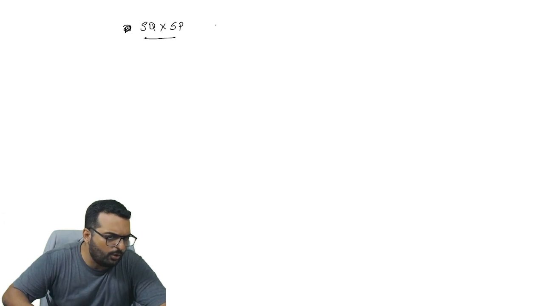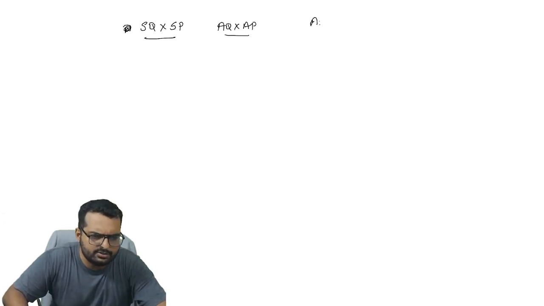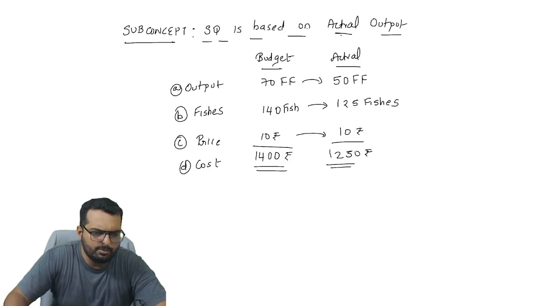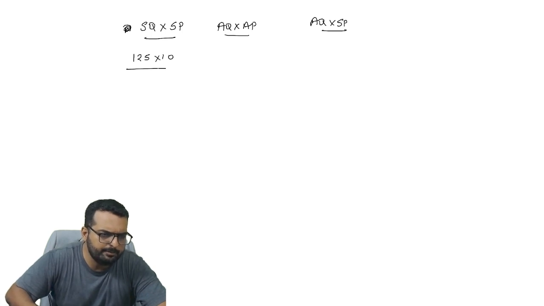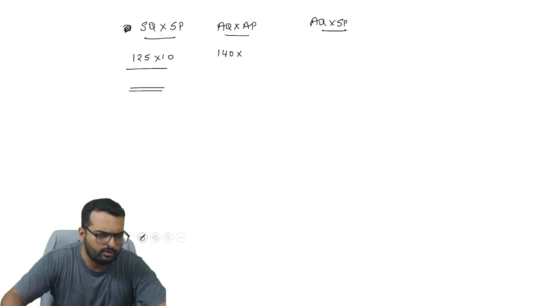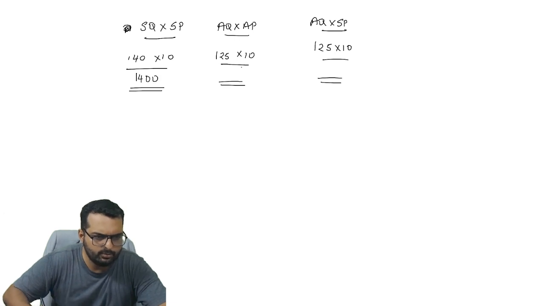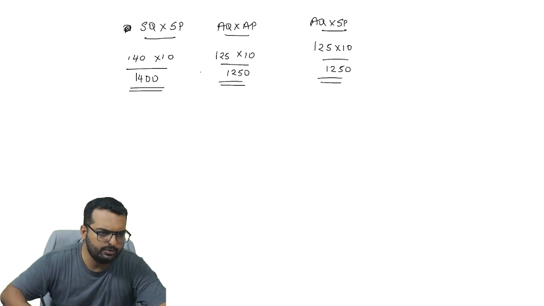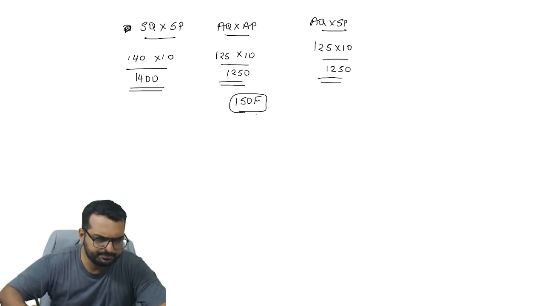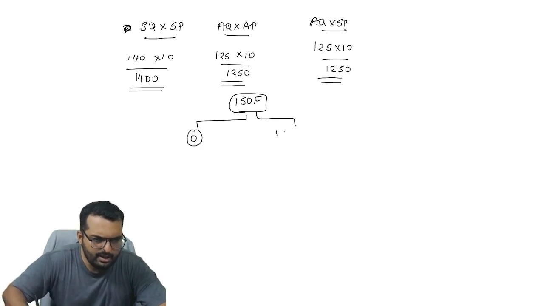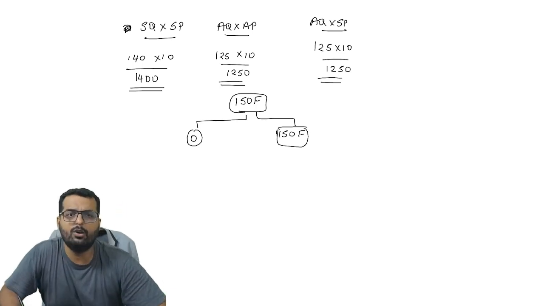Friends, normally, okay, how the student's answer is, I'm not sure how you have done it. Since you have already gone through the CA final lectures, maybe you must have got the right answer. I'll just show you. Normally, what people do is they will take SQ as 140 into 10, AQ as 125 into 10, and 125 into 10. So you get the answer as 1400, 1250, and here also you get 1250. So you get the answer as 150 favorable, okay, and then you get the answer as 0 and 150 favorable. Friends, is this answer right or wrong?